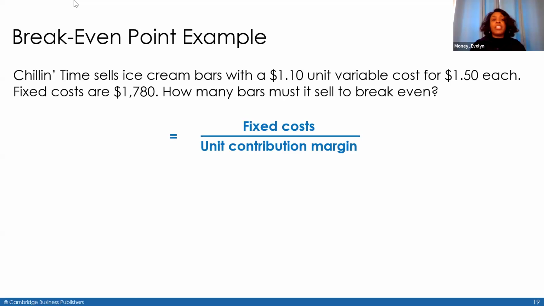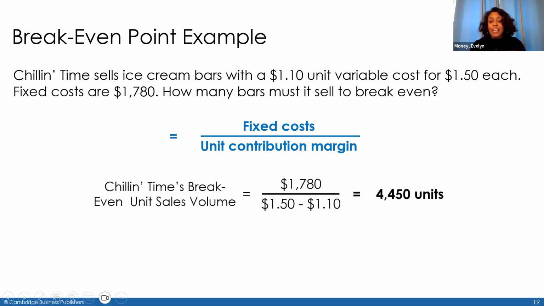Using our formula, we're going to take our fixed costs and divide it by the unit contribution margin. Unit contribution margin is not explicitly given to us, but we can find it because contribution margin is sales minus variable costs. Just make sure you're comparing apples with apples and oranges with oranges. So we're going to use our sales price per unit, subtract out our variable cost per unit, and that's going to be our denominator. I'm going to take the 1780 and divide it by that denominator, and we can determine that at 4,450 units, we don't make a profit. We just make enough to cover all of our costs.